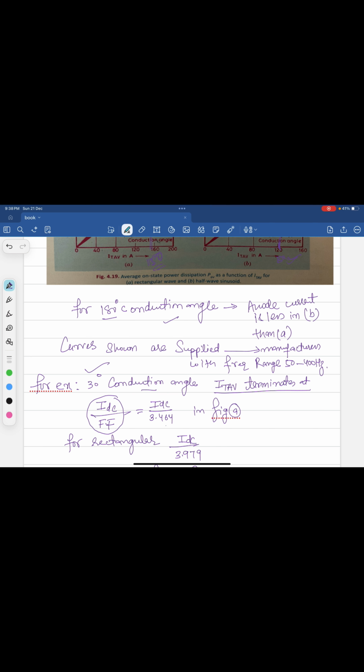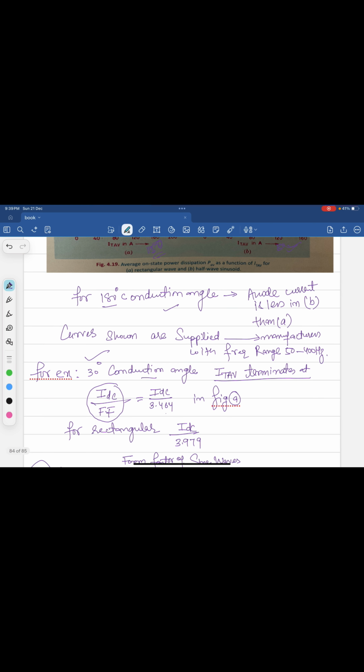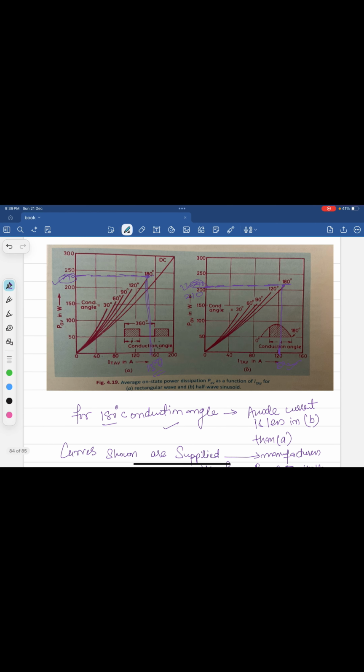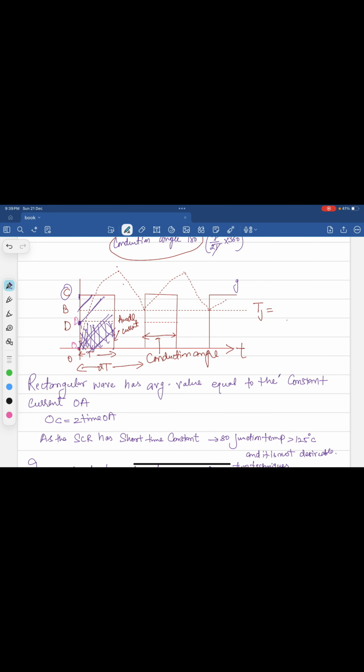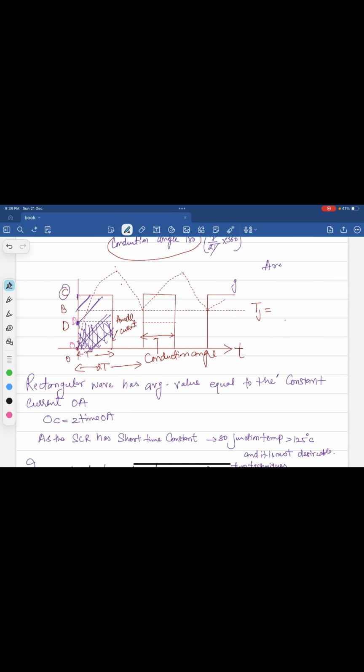All the specifications are given by the manufacturer so that the user can use them accordingly, with frequency range 50 Hz to 400 Hz. Let us take a conduction angle of 30 degrees. How do we calculate the conduction angle first of all? We can calculate this conduction angle by area upon time period. Here the area is how many times that rectangular waveform has conducted. It is T upon its time period 2T into 360.